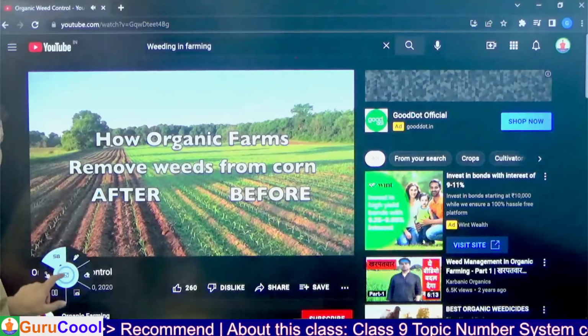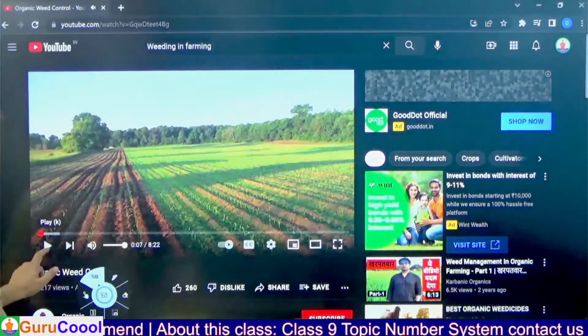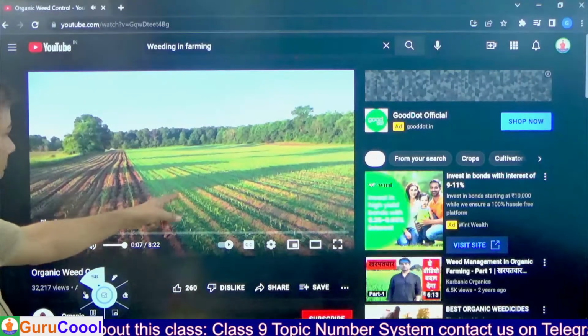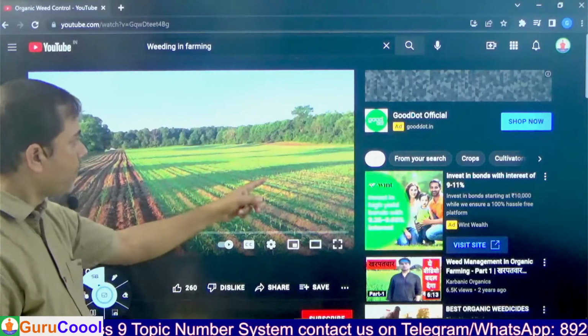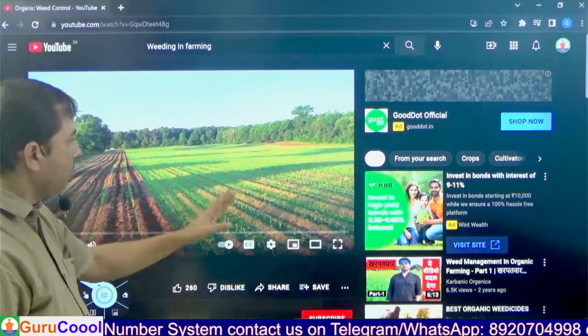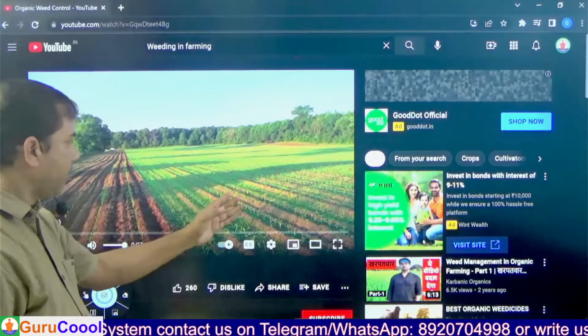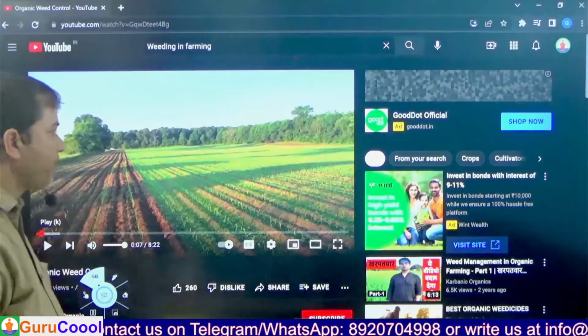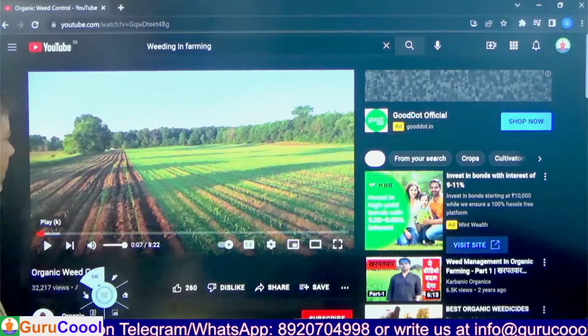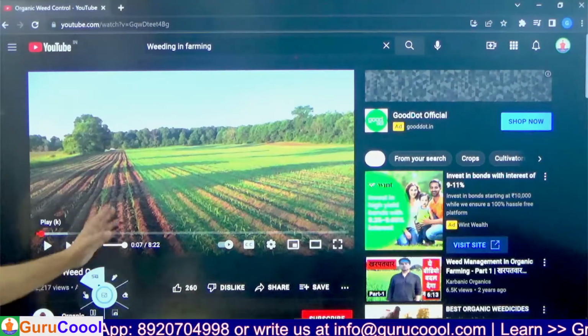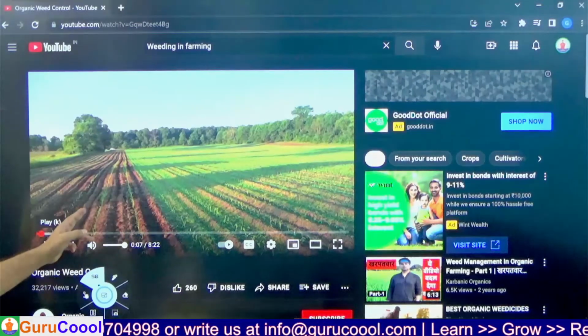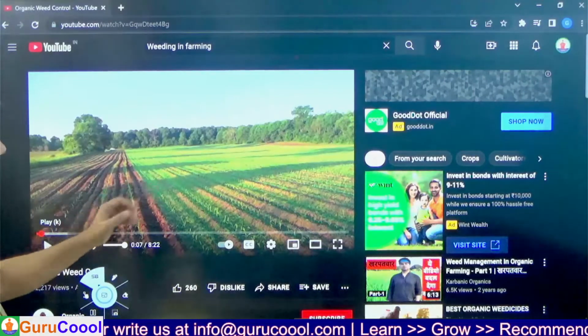Now notice in this farming land here, on the right hand side you can see the greeneries. Because many weeds are there along with the crop, that's why it is looking green. But see on the left side, the weeds have been removed, only the crops are there, right? Yes, sir.